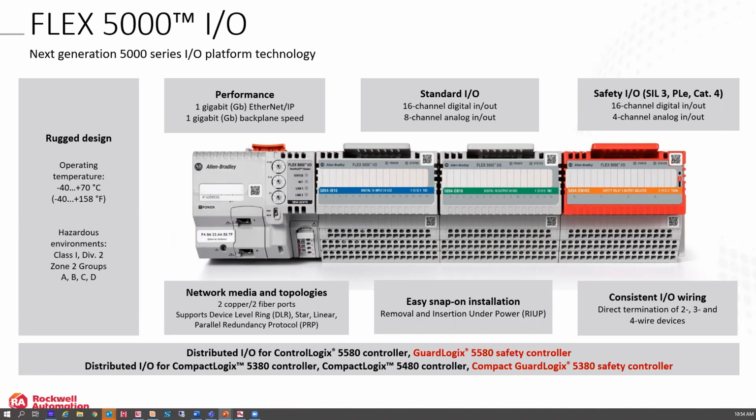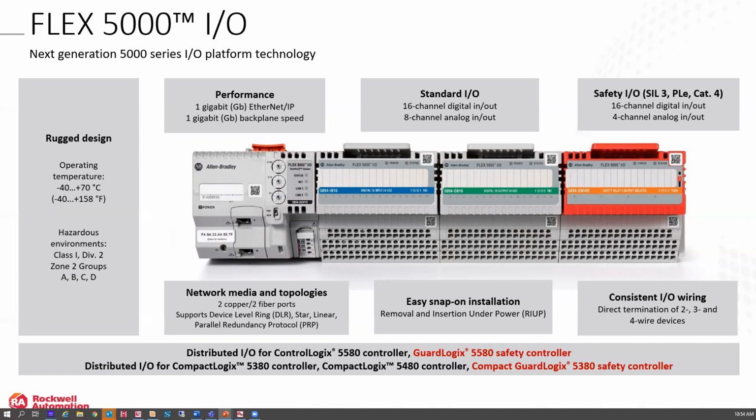It's all class 1 div 2. Channel increments are generally 8 to 16 points. We have a full range of safety IO for it now, which we'll go into a little bit more detail. The wiring blocks stay in place just like the old Flex, and the actual IO module will pop out for remove and insert under power.